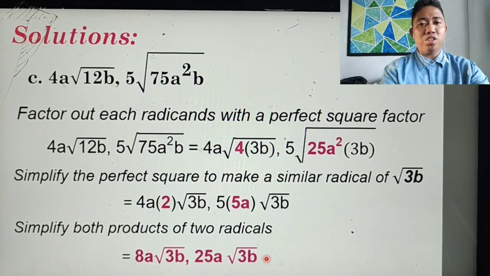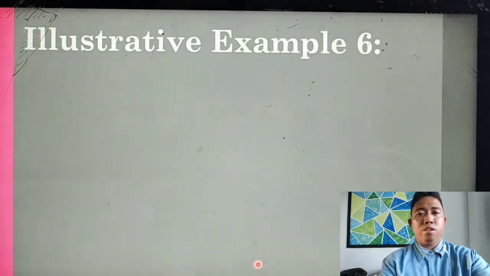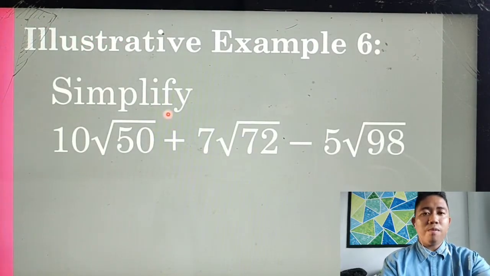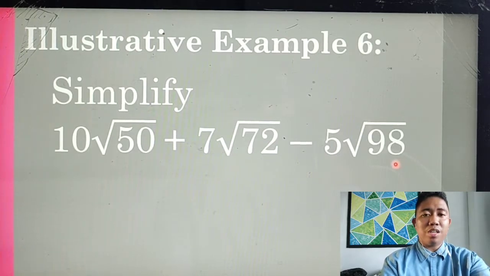So let us proceed to the next illustrative example. Illustrative example number 6. How will you simplify the given radical expression with different radicals, which is 10 times the square root of 50 plus 7 times the square root of 72 and 5 times the square root of 98? To solve and simplify this given radical expression, here is our solution.